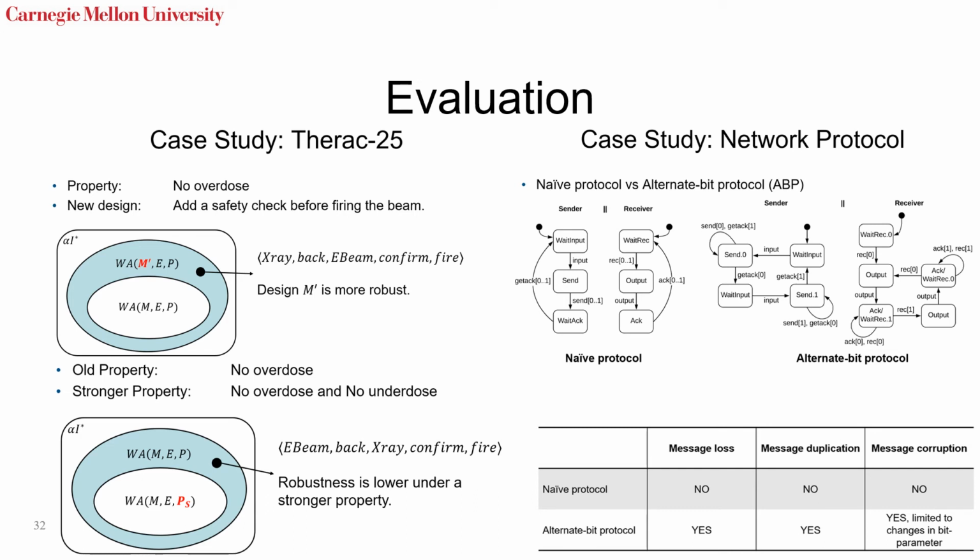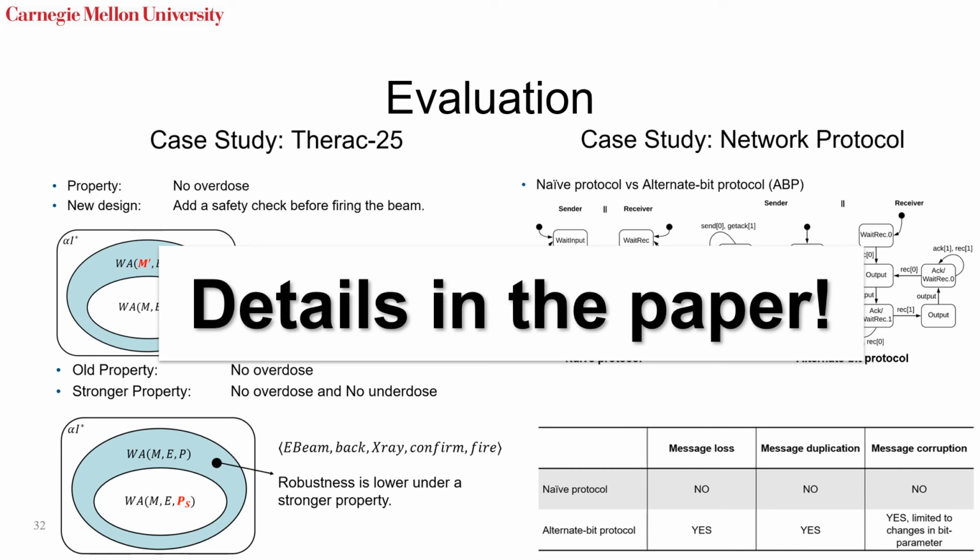In the second case study, we analyze the robustness of 2 network protocols. One is the protocol assuming a perfect channel, another is the alternate bit protocol, which is a simple protocol designed for unstable channels. Our tool shows that the alternate bit protocol is more robust in the sense that it can handle message loss, message duplication, and limited support for message corruption. More than that, we find 8 scenarios where our deviation model cannot find explanations, which means that the protocol is even more robust than we previously believed. More details can be found in the paper.